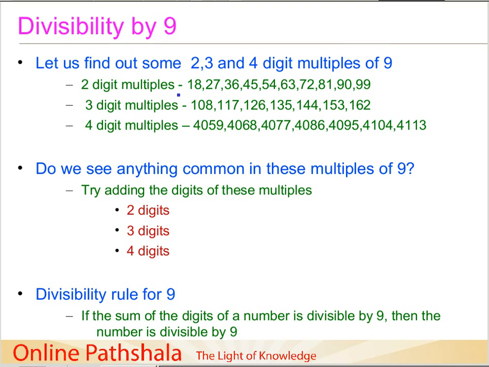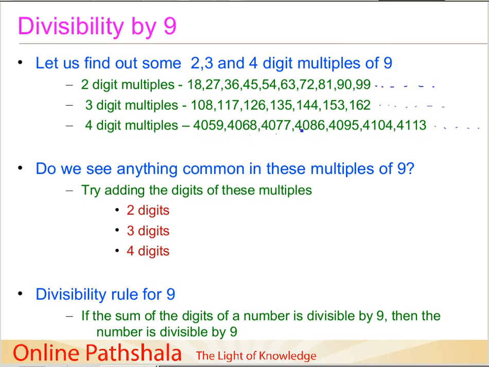The 2 digit multiples, which I have obtained by multiplying 9 by 2, 3, 4 and so on, are 18, 27, 36 and so on. This list can go on further. Then we have the 3 digit multiples starting from 108, 117, 126, 135, 144, 153, 162 and so on. And then we have the 4 digit multiples: 4059, 4068, 4077, 4086 and so on.